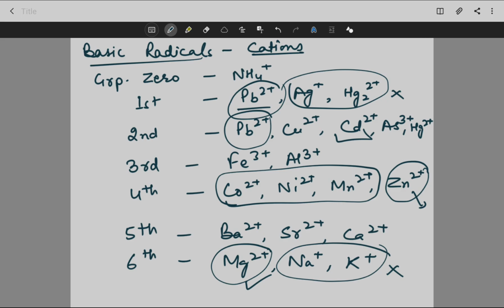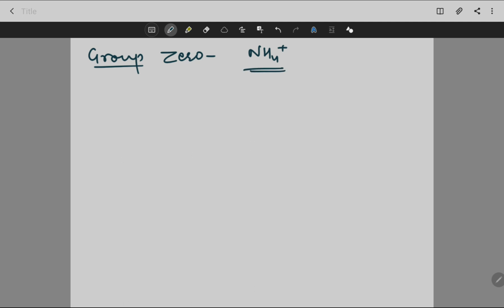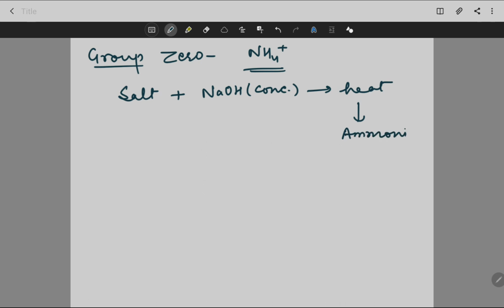It is considered in the 0 group. So we are starting with the 0 group first of all. As we all know, what is the group radical of it? Group 0, the radical is ammonium. How do we test it? We will take a pinch of salt, and to this pinch of salt add concentrated sodium hydroxide and heat it. After heating, if we get an ammonical smell, it means ammonium may be present.